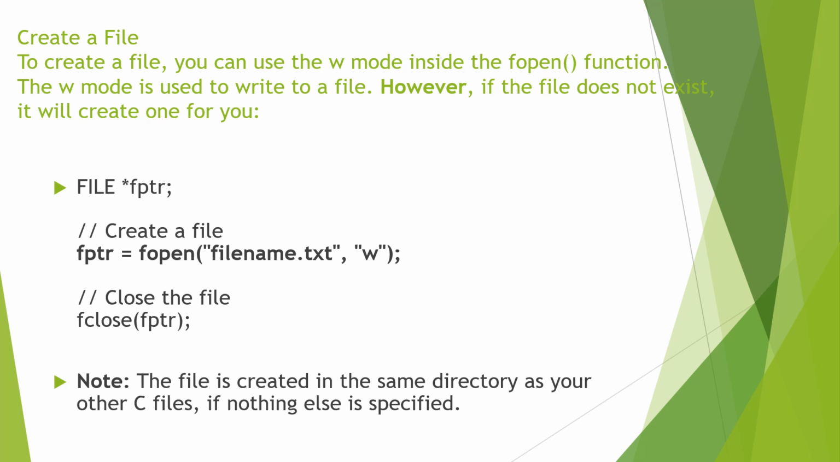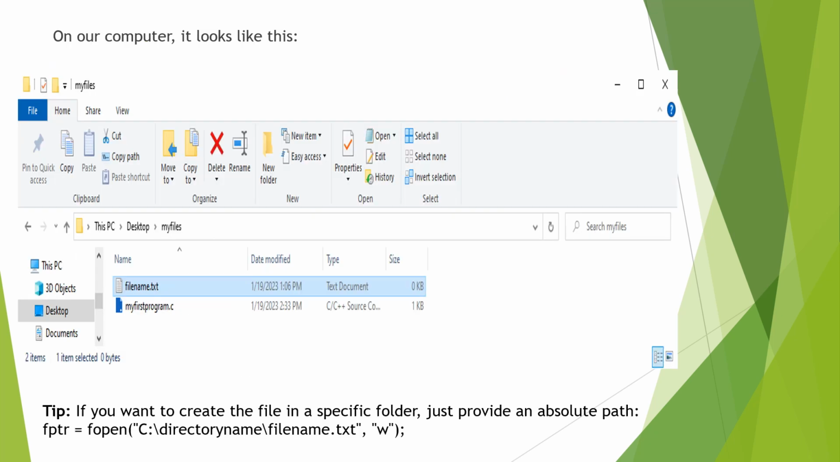As we run this command, a file named filename.txt will be created in the same directory as your other C files. Here we can see in the background, you can go and check This PC, Desktop, My Files, and you will have filename.txt. If you don't want to create it in the default location, you can also specify a specific location in fopen, as the last line of the slide shows: fptr equals fopen("c:/directory name/filename.txt", "w"). Instead of giving just the file name, you can give the whole path along with the file name to store the file in a particular location.